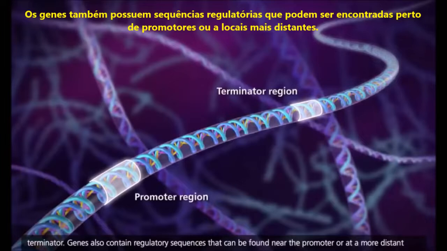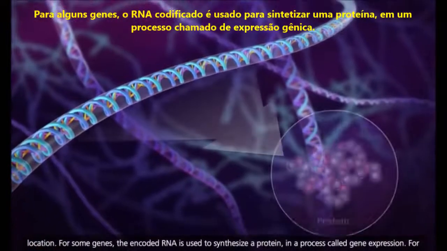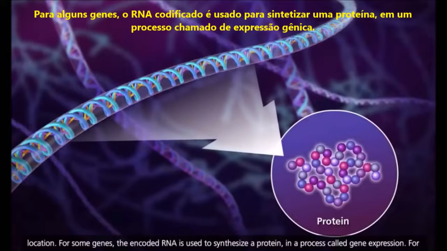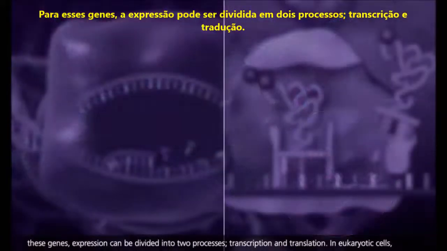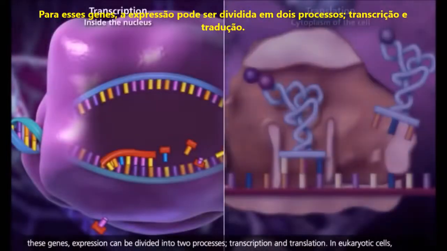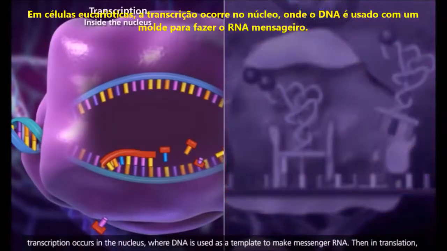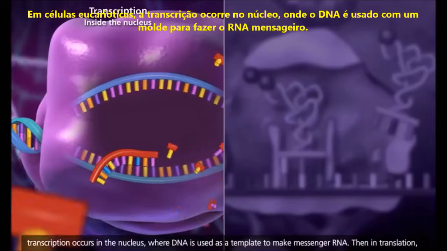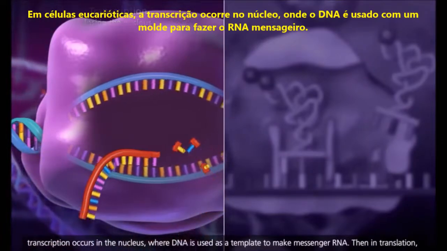Genes also contain regulatory sequences that can be found near the promoter or at a more distant location. For some genes, the encoded RNA is used to synthesize a protein in a process called gene expression. For these genes, expression can be divided into two processes, transcription and translation. In eukaryotic cells, transcription occurs in the nucleus, where DNA is used as a template to make messenger RNA.